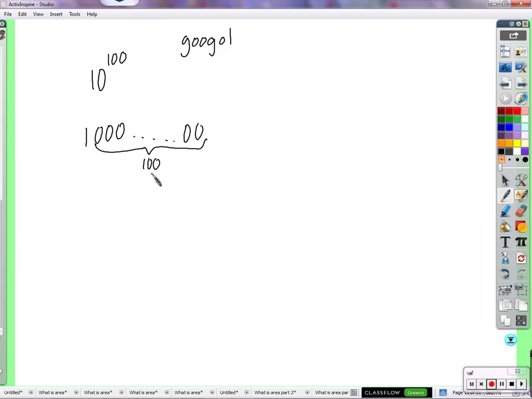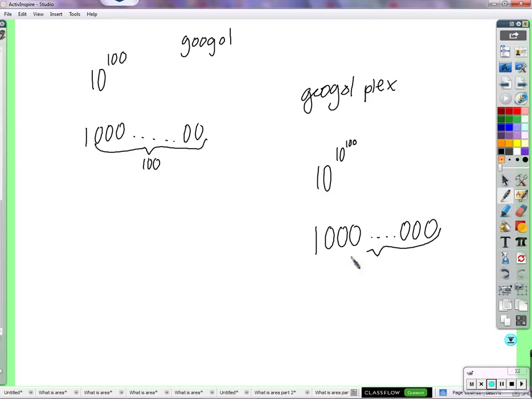It's a huge number. If I were to actually try to put down a googol things, that would be a lot of things. A googolplex is 10 to the googol. Now this has 100 zeros. 10 to the 100 has 100 zeros. How many zeros does this one have? 1,000. It has this many zeros.